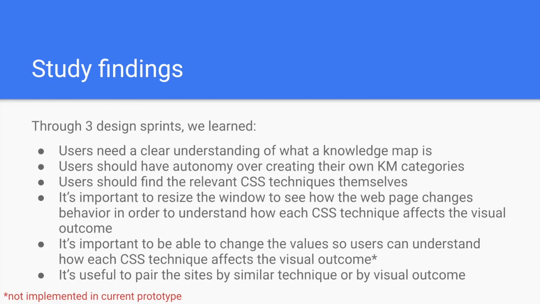Number 4, it's important to resize the window to see how the web page changes behavior in order to understand how each CSS technique affects the visual outcome. Number 5, it's important to be able to change the values so users can understand how each CSS technique affects the visual outcome. These were features of this Knowledge Maps tool as of the end of winter quarter, and they were critical in helping users understand how the CSS techniques affect the visual outcomes on each site.